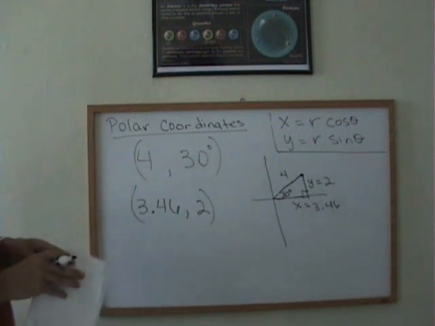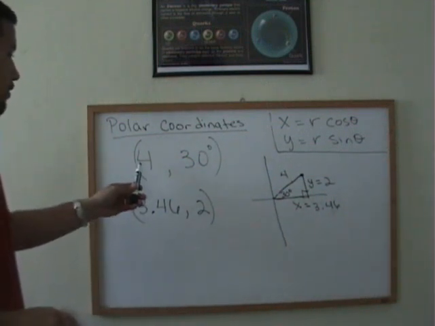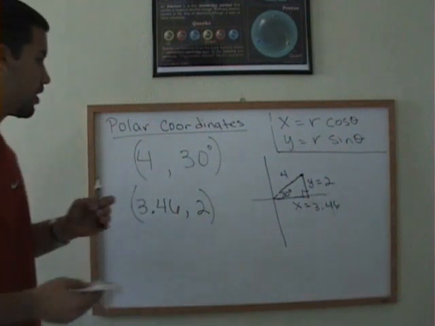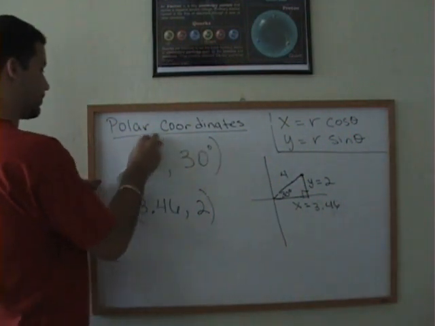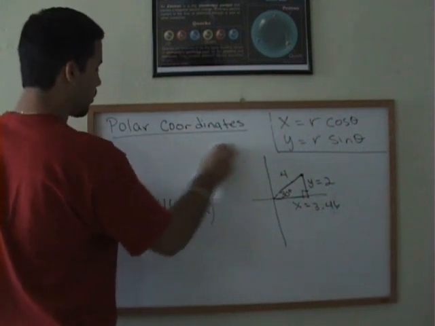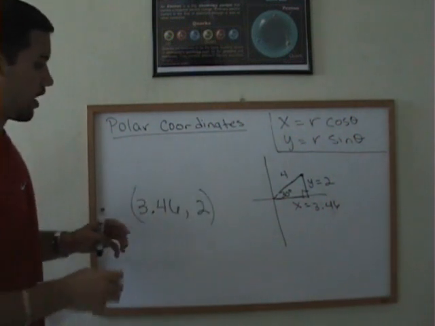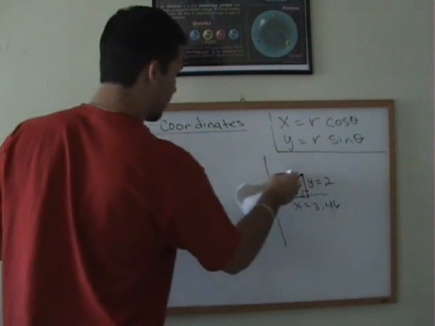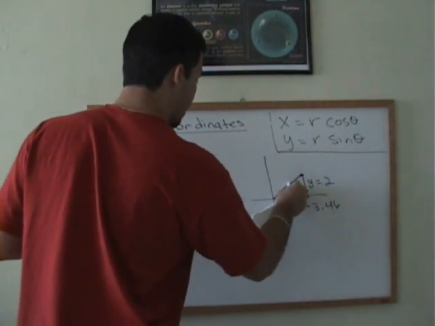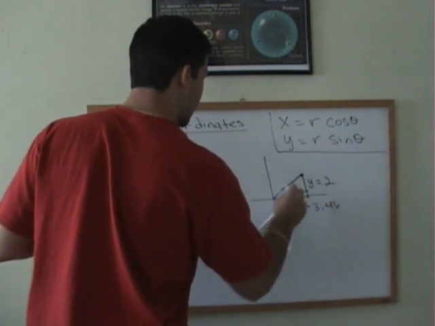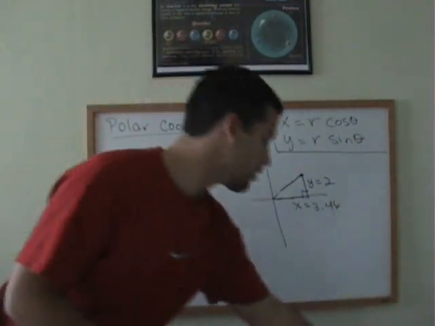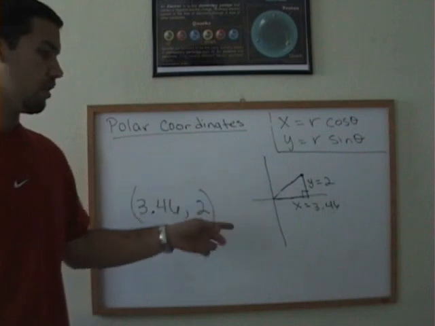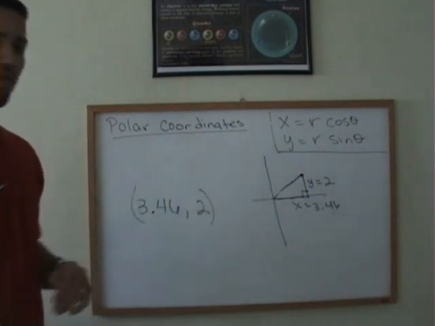So now let's go backwards. What if we want to find the polar coordinate? How do we do that? Okay, so let's do the same thing we've done so far. Let's erase the polar coordinate. Okay, pretend we don't know them. So I'm going to erase the 4. I'm going to erase the 30 degrees. Okay, so now all we have left are the rectangular coordinates, our x and a y.